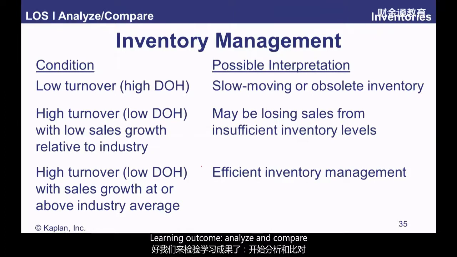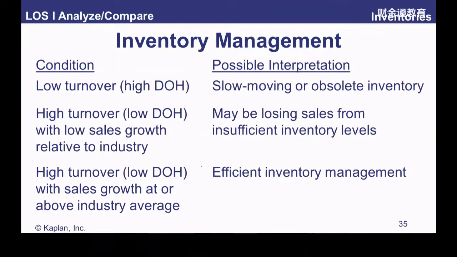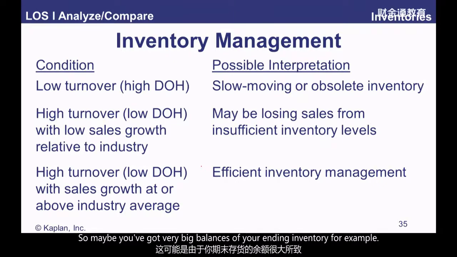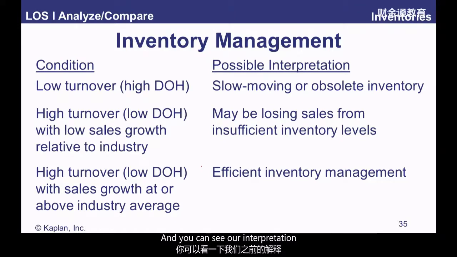Learning outcome, analyze and compare the financial statements of companies. So we're comparing between companies here and we're looking at the various conditions. So first of all, very low turnover, high days of inventory on hand. So maybe you've got very big balances of your ending inventory, for example. And you can see our interpretation, therefore, is slow moving or obsolete inventory.